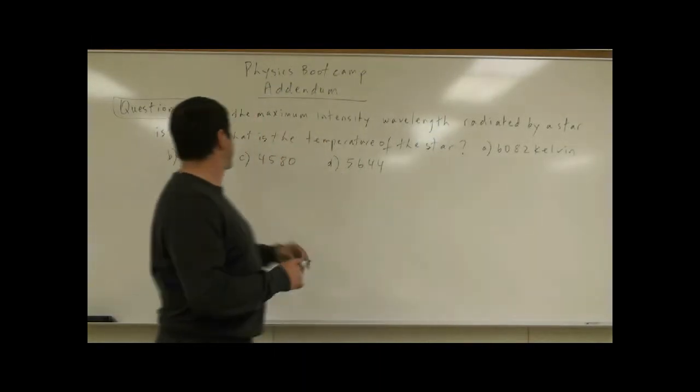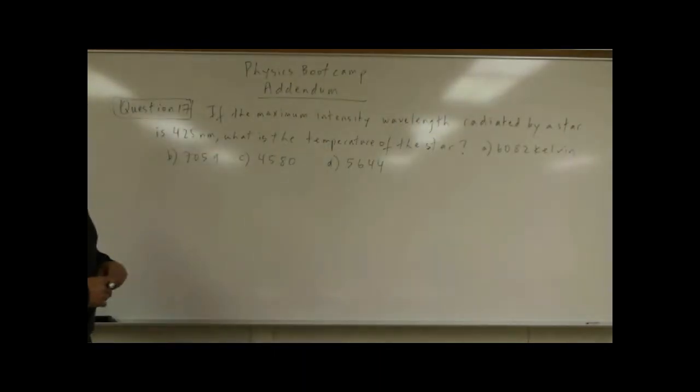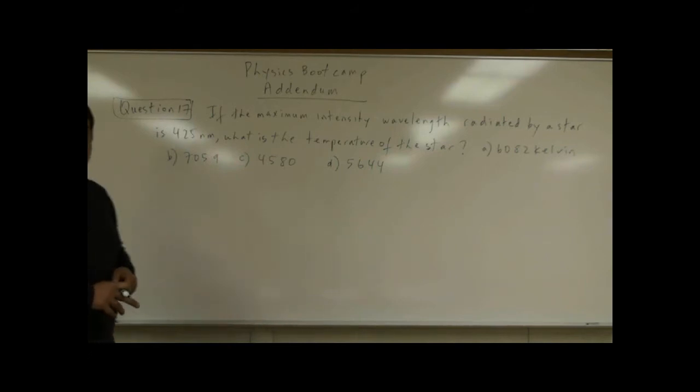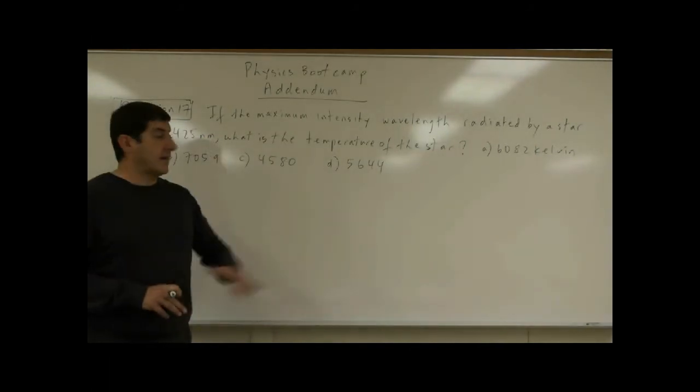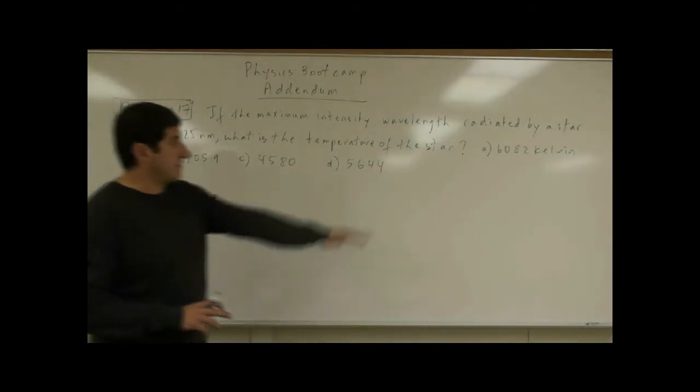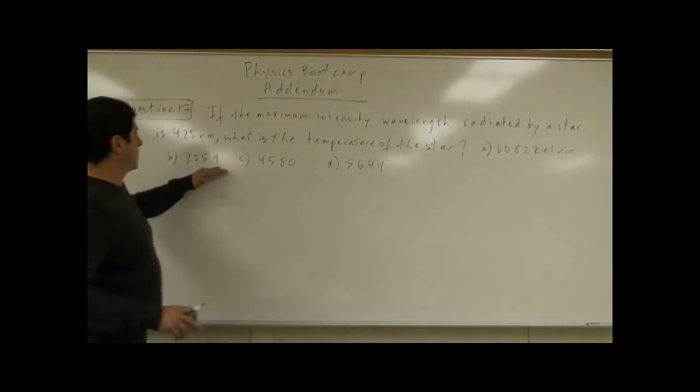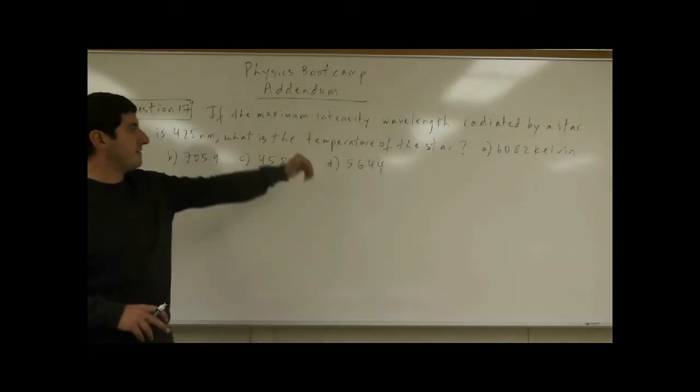Okay, now we come to question 17. Question 17 says if the maximum intensity wavelength radiated by a star is 425 nanometers, what is the temperature of the star? And all of these temperatures are given in Kelvin. 6082 Kelvin, 7059, 4580, 5644.